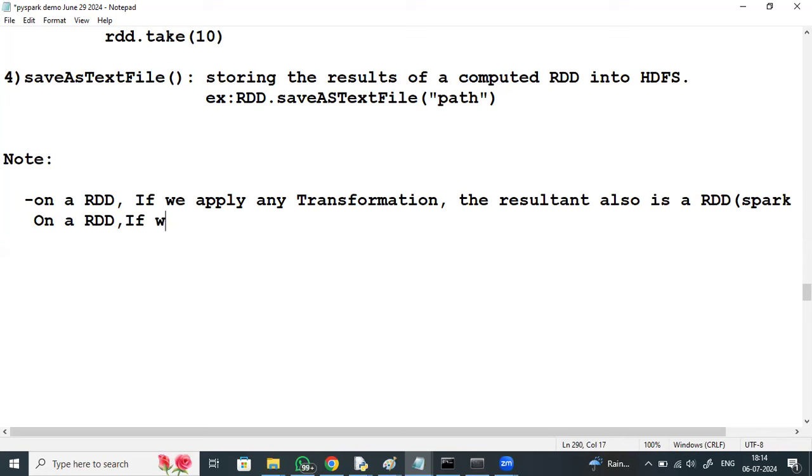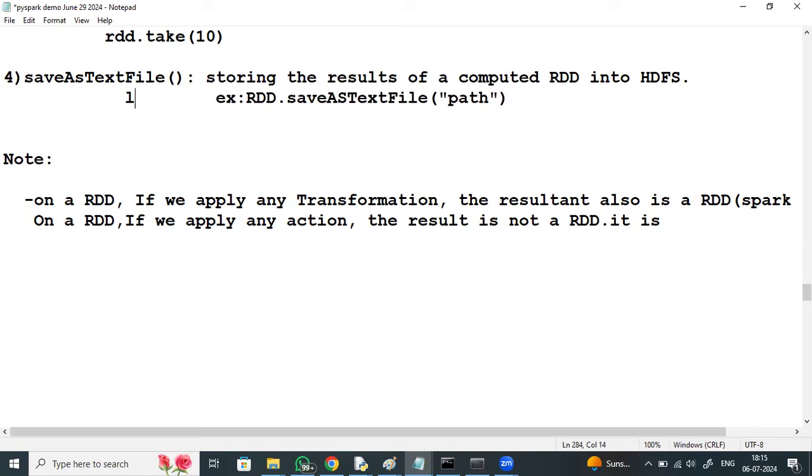On an RDD, if we apply any action, the resultant is not an RDD. It is a local object. Local object means, if you are using Python, a Python object, otherwise a Scala object.